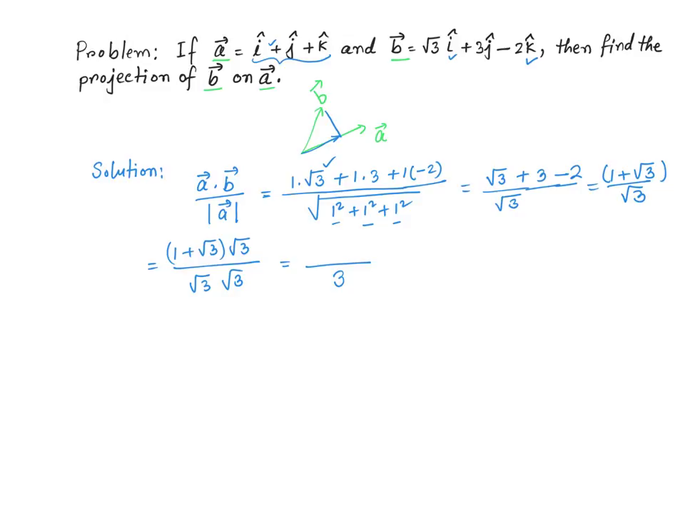Then on the top, if I use the distributive property, it is going to be square root of 3 plus, so 1 times square root of 3 is square root of 3, plus square root of 3 times square root of 3 is square root of 9, which is just 3. And I can simplify it further. It's going to be 3 over 3 plus square root of 3 over 3, but 3 over 3 is 1, so 1 plus square root of 3 over 3. So that would be your answer.